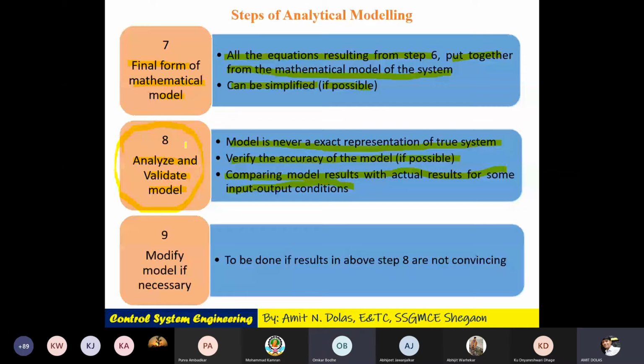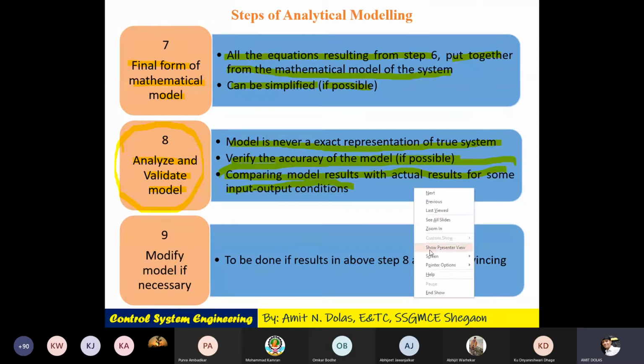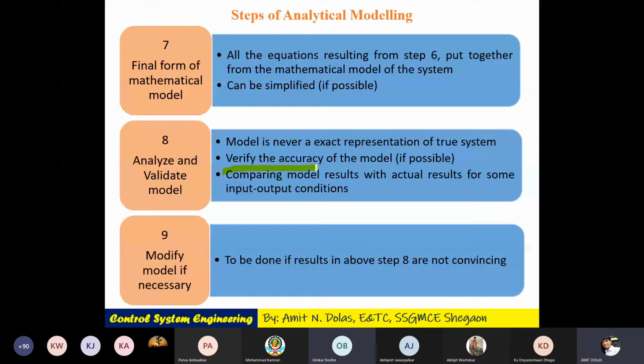But whenever a closed loop system is used, everything is taken into consideration. What are the different inputs, what are the different disturbances or noises, those are taken into consideration, and accordingly we will try to get the validation of a particular model.